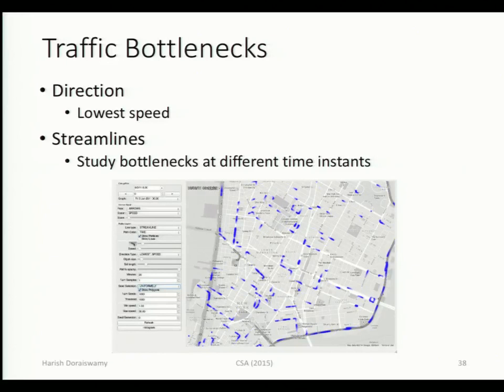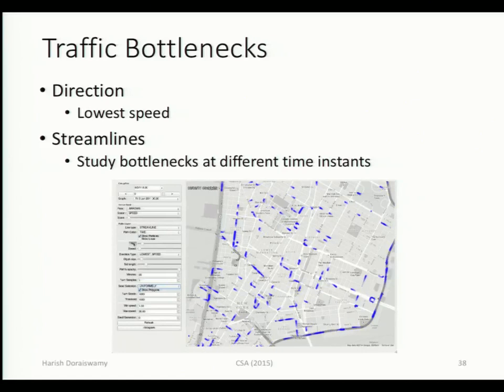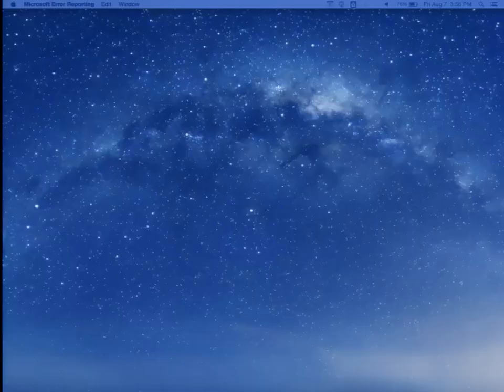And what you can actually notice is, after some point, all these converge into these small orbits. So it's like, this is the slowest moving traffic overall.